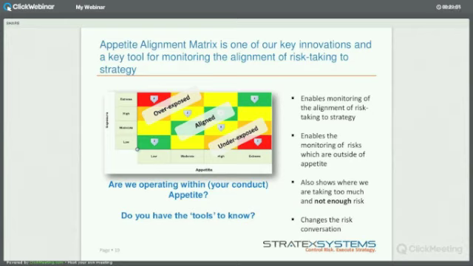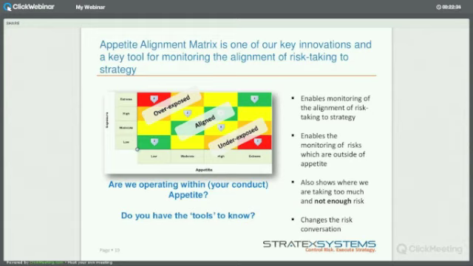And the idea is for any item plotted on the green diagonal cells, we can say that they are aligned, meaning the amount of risk exposure around that particular item is aligned to the appetite. It's at the level we are happy to accept. Items above those green cells we describe as being overexposed, so this is places where we're taking too much risk, and items under it is where we're not taking enough.